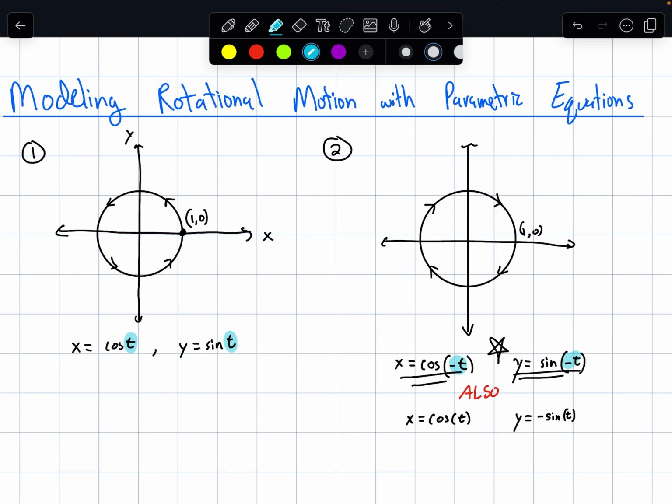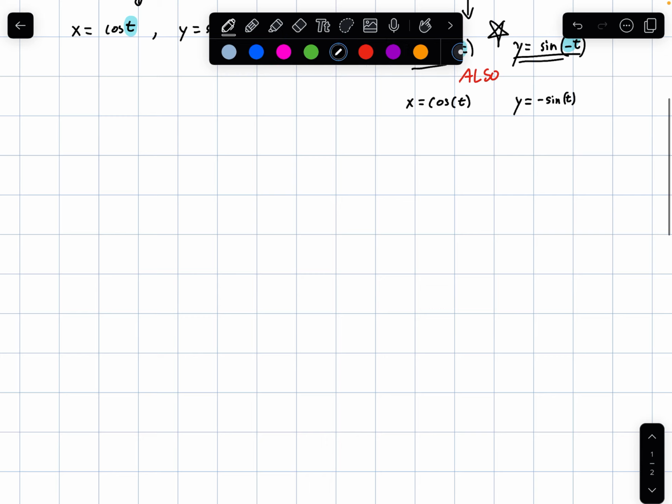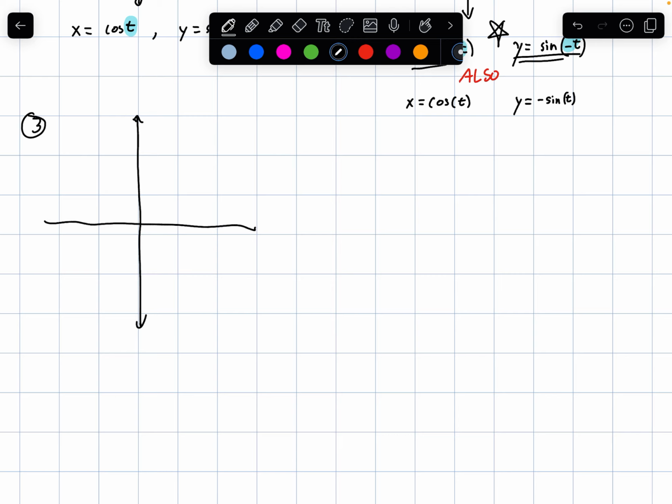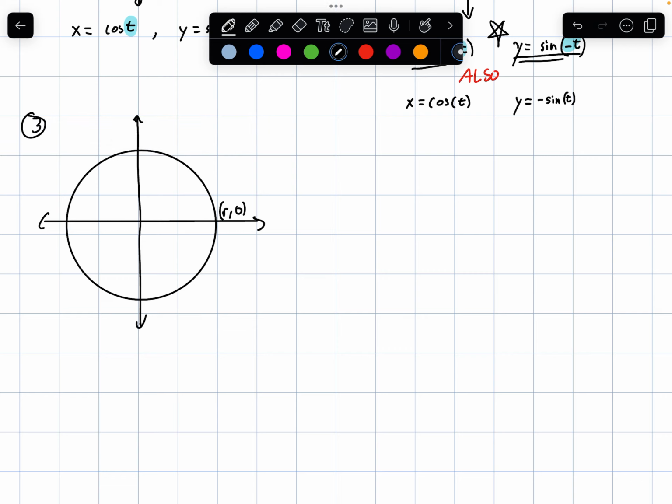Okay, so that's great for the unit circle. Then we can do other circles still centered at the origin, non-unit circles. So let's do case 3, and let us do a circle that has radius r. We'll center it at the origin, giving us the point r comma 0. This would be 0 comma r, negative r comma 0, etc. And let's say we're still going counterclockwise, which is how our cosine and sine functions are defined.